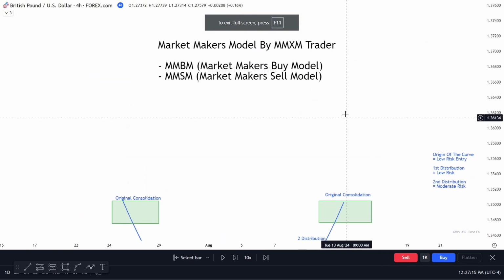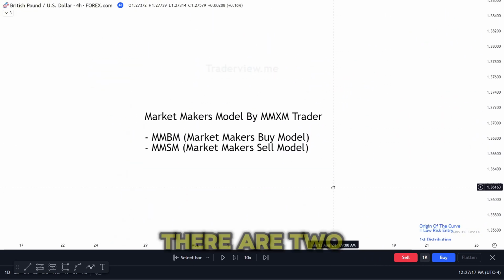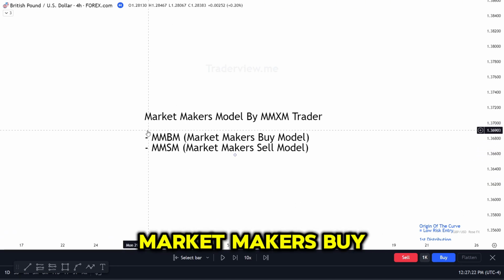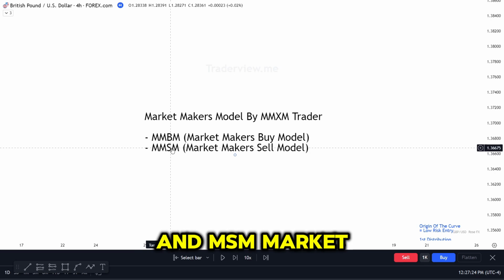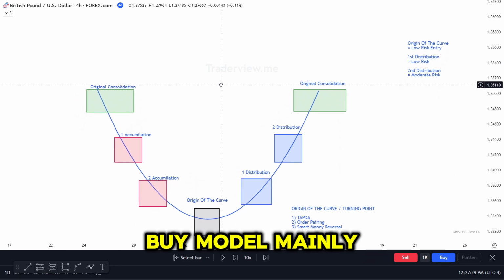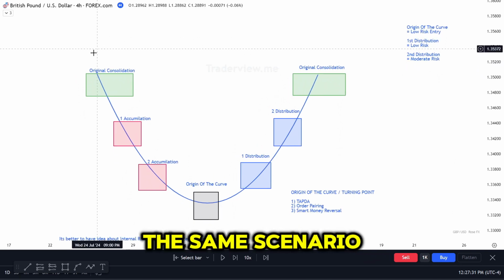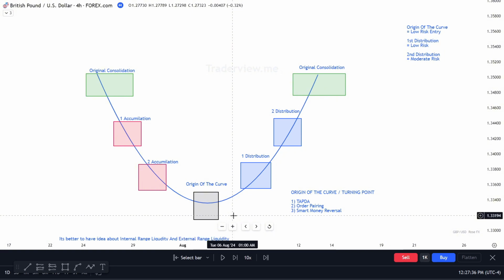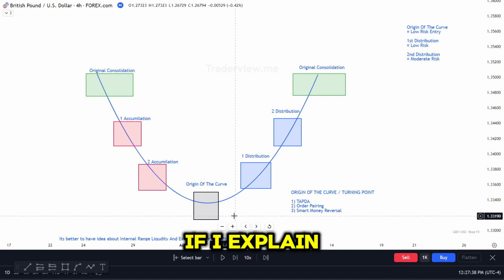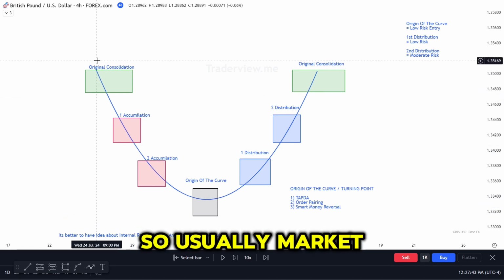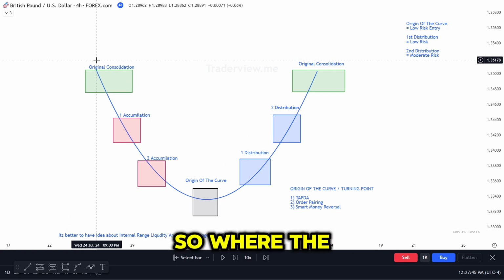When it comes to the market makers model, there are two modules in this main model: MMBM, the market makers buy model, and MMSM, the market makers sell model. In this video, I'm going to prioritize the market makers buy model, mainly because the same scenario can be converted into the market makers sell model. So it will be easier if I explain the market makers buy model. Usually the market works according to liquidity. Where the liquidity is, the market will purchase it.